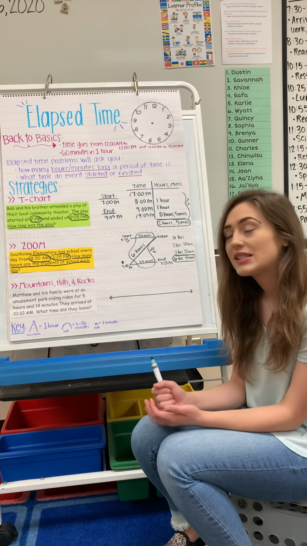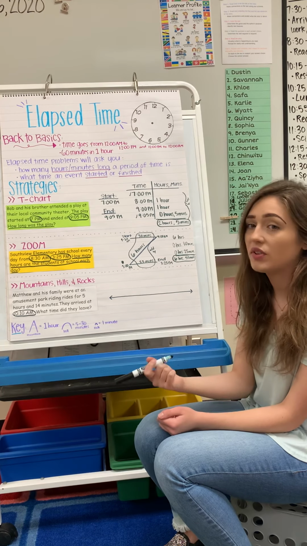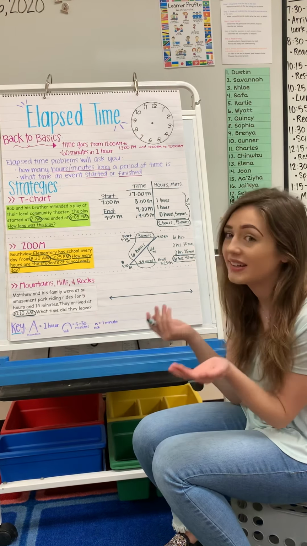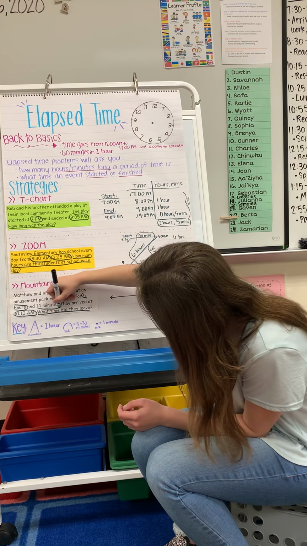Okay, so this problem is just a little bit different than these two. And the reason why it's different is because they give you a start time, which was 10:10 a.m., but they don't give you an end time. All that they give you is how long they were there. So they already give you how long they were there and when they started. So you're trying to figure out when they left, when that time ended. So what time did they leave? They were there for 5 hours and 14 minutes.